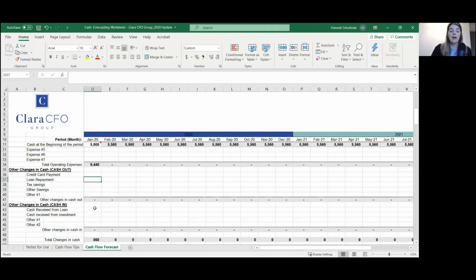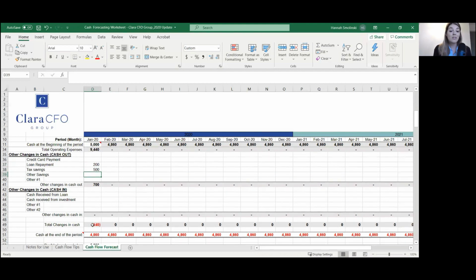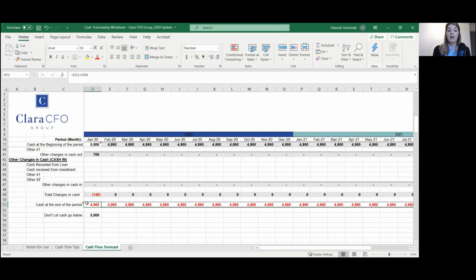And then maybe I was also having a goal to repay a loan. So maybe I repaid an extra $200 on a loan, and maybe I put $500 into tax savings during the month. Okay. And then that's all I did. So this is telling me total net changes in cash. It's adding everything up in the proper way, income out. And then it's telling me my net change in cash. So I actually had more cash going out than in the month. And so then that gives me my cash at the end of the period. Okay. And it's highlighted red because it's below my cash number that I put here.